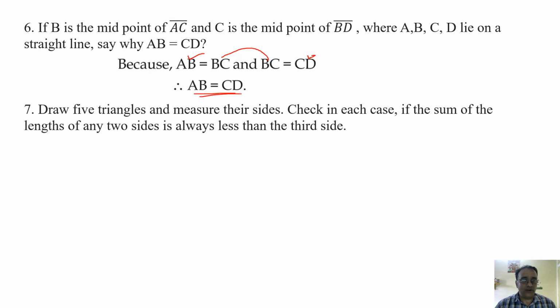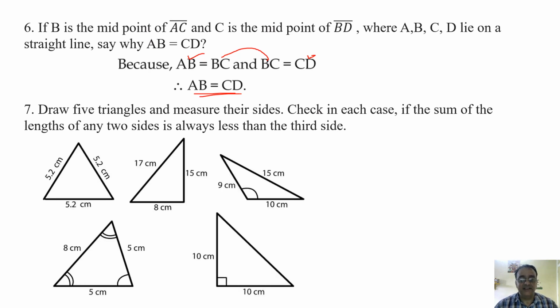Draw 5 triangles, any 5 triangles, and measure their sides. Check in each case if the sum of the lengths of any 2 sides is always less than the third side. So I have already drawn them. These are the 5 triangles. We'll check one by one.